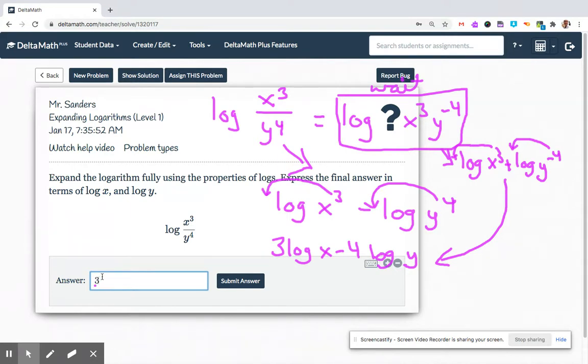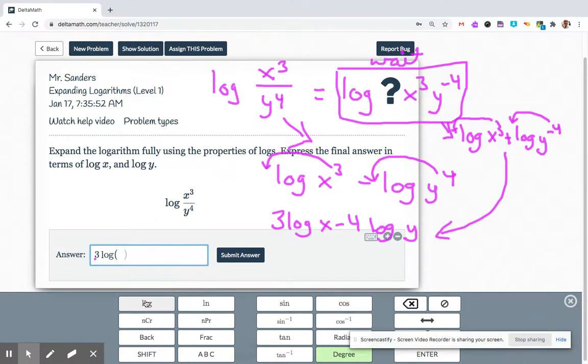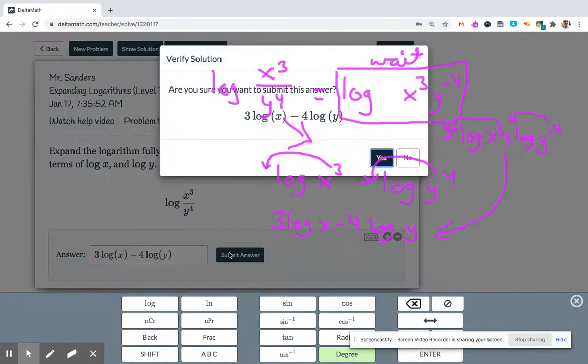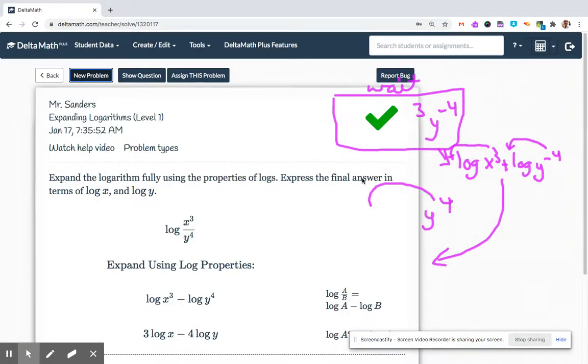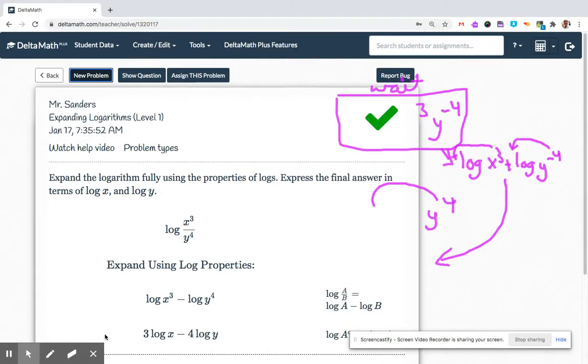3. And then we're using their keyboard function, log of x minus 4, their keyboard, log of y. Where's my y on the keyboard? There we go. All right, and yep, everything's done exactly as we see it.